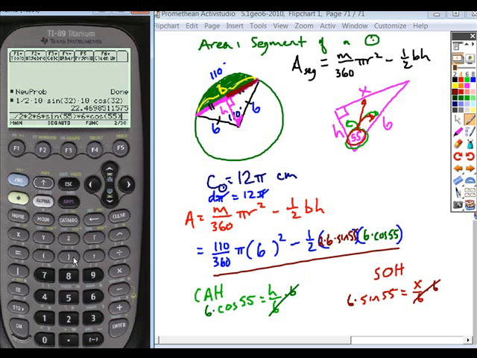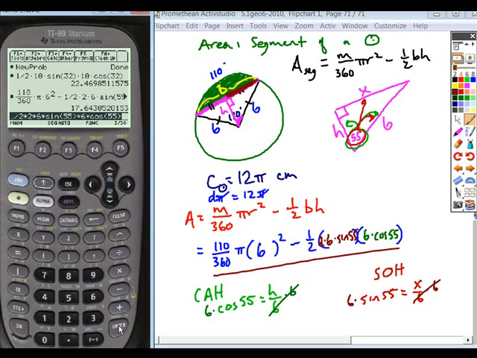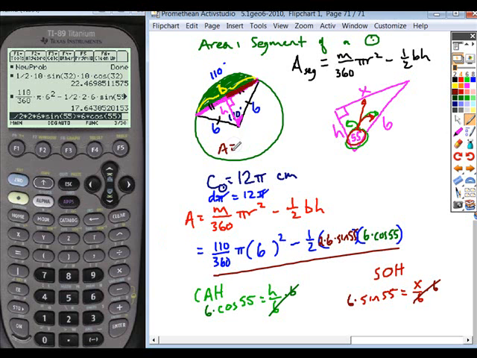Okay. I do want my answer to be in decimal form, and I haven't entered a decimal. So once again, I'm going to hit the green diamond button, and this gives me my area. My area for that segment is about 17.64. The units are centimeters. It's an area, so it's two-dimensional. And so that would be my solution.